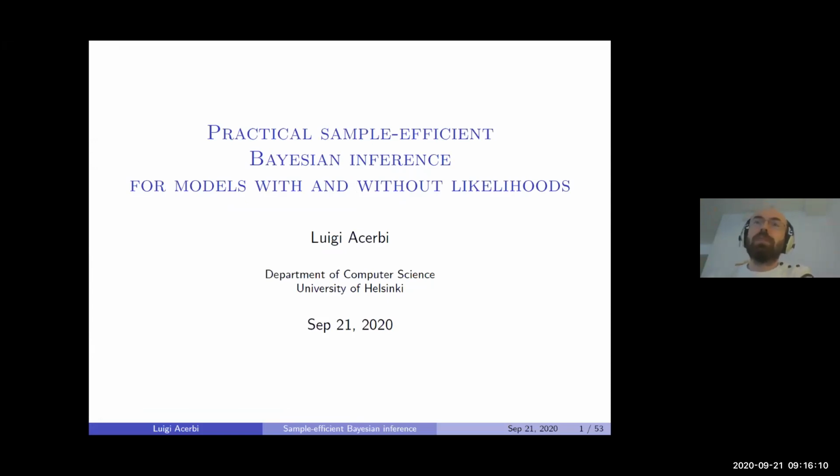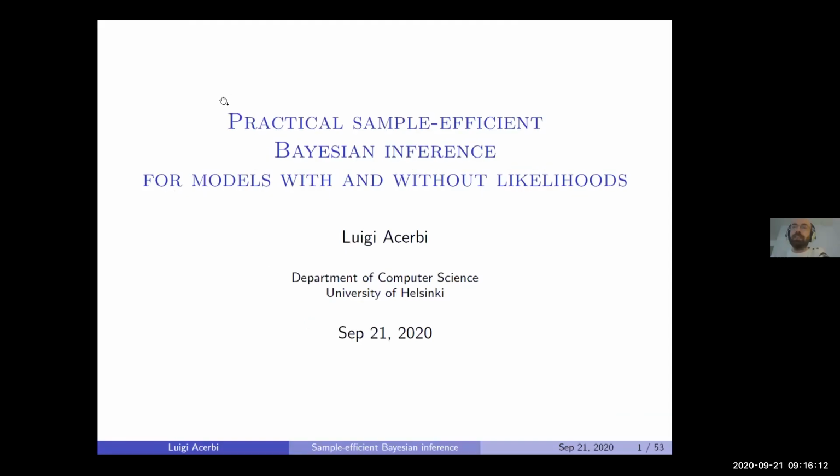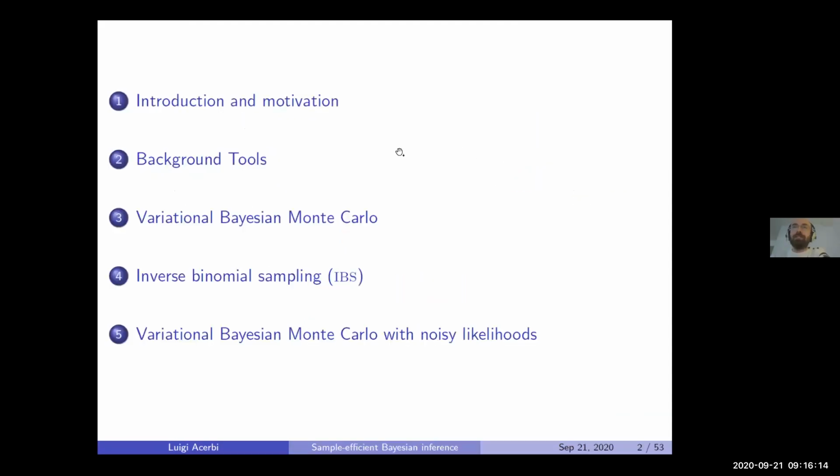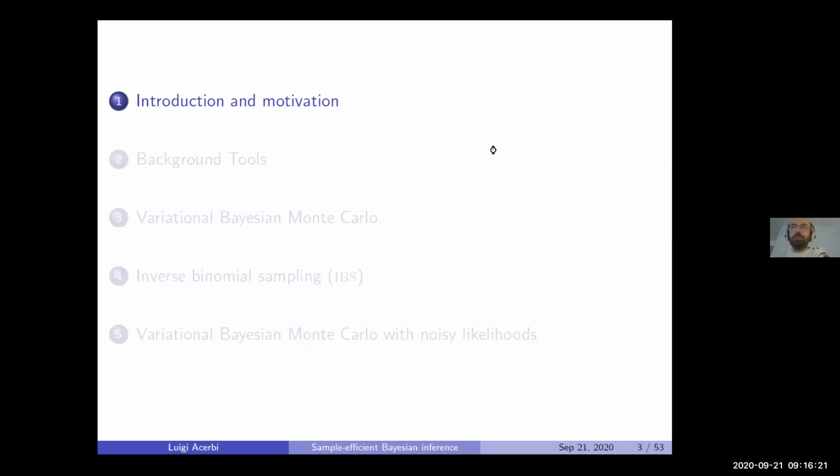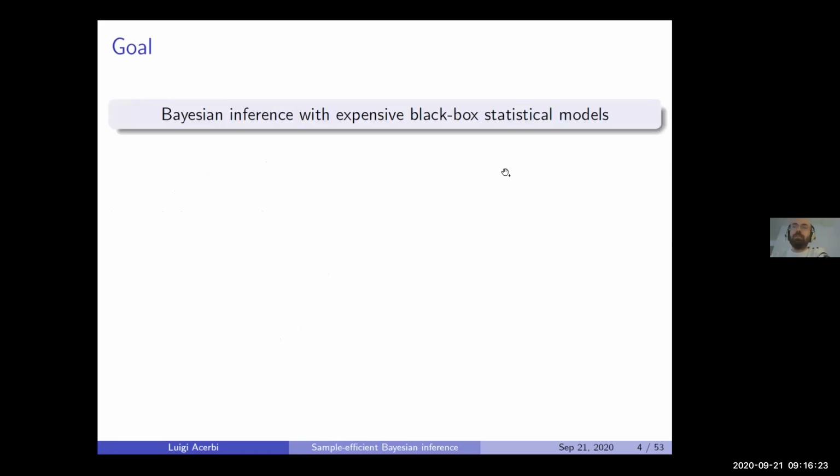Okay, so I want to talk about practical, sample-efficient Bayesian inference for models with and without likelihoods. There are a few things I would like to touch on in this talk. We'll see them in a bit, but let's start with: why do we want to do this? So the goal is to do Bayesian inference with expensive black box statistical models.